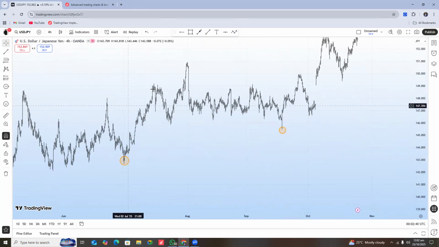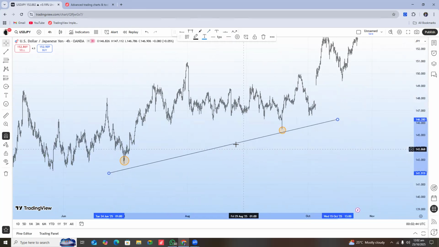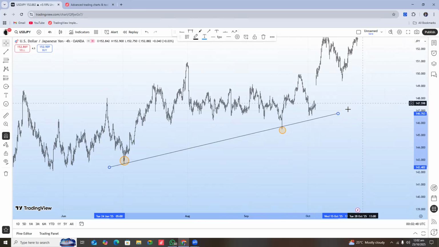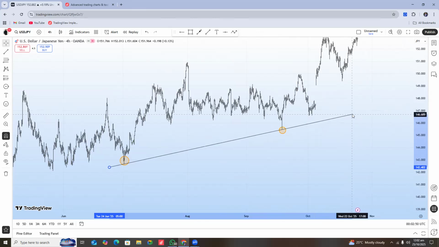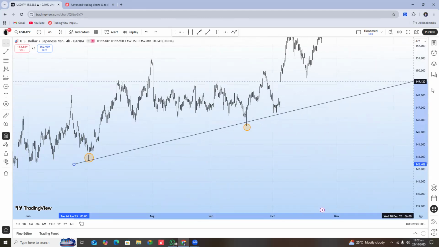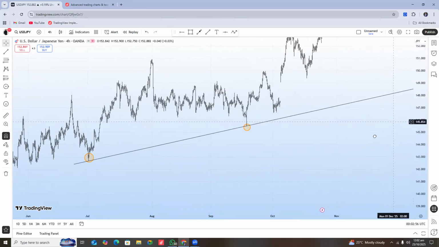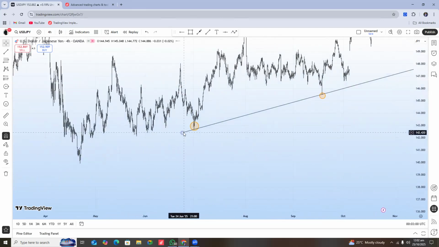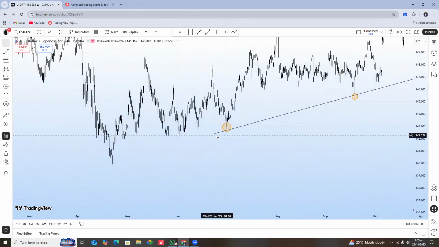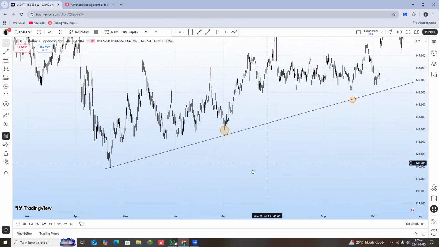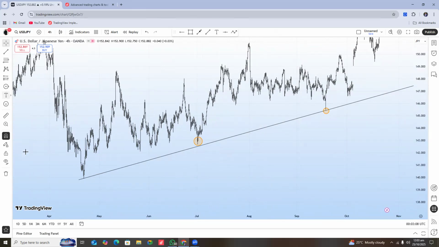So I've identified two. What am I going to do? Make sure my line touches the two, and it did. What do I have to do? Extend it into the future. So I'll put it here. As it stands now, price has not come back to it. Sorry, we have a third level here. Yeah, we had this one here.